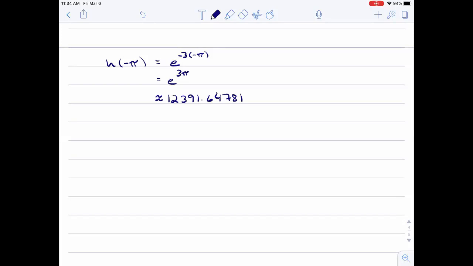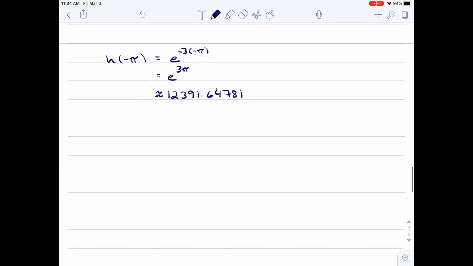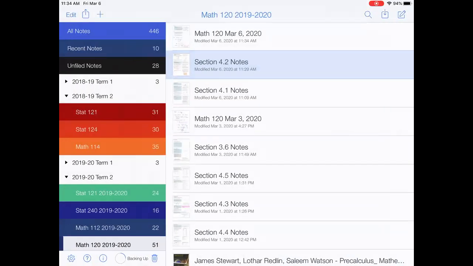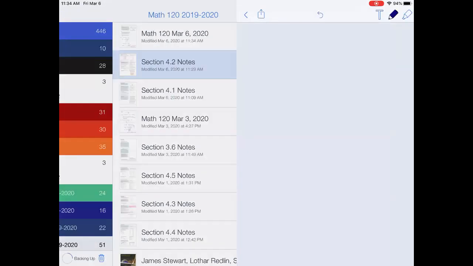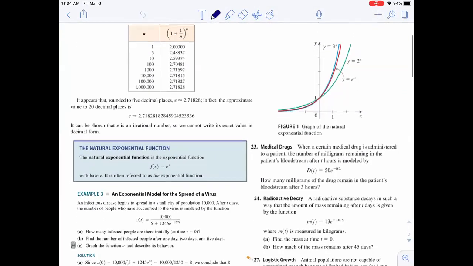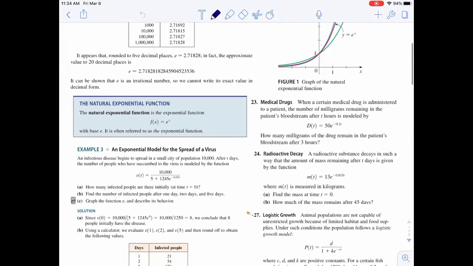No, that's only confirming the 3 pi. Cool. So we're feeling pretty good, able to use the e to the x button. That's good. All right. Then let's have a look at some of the things that we can do.